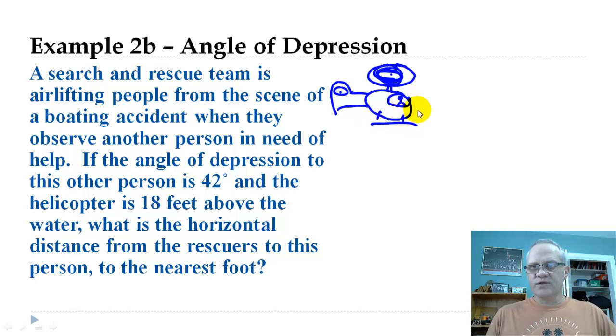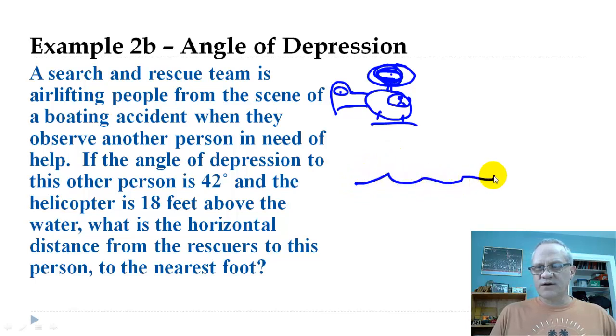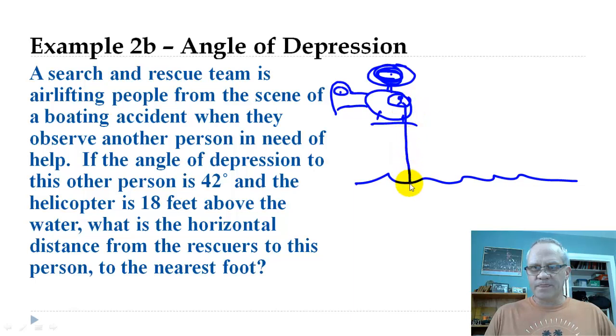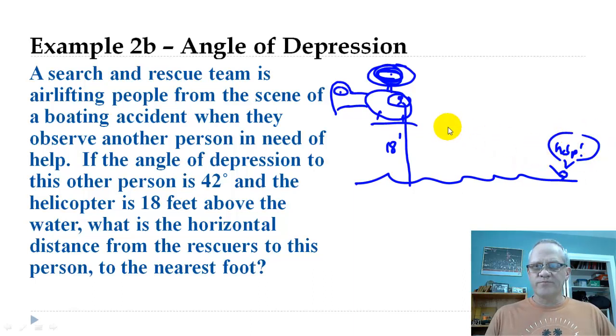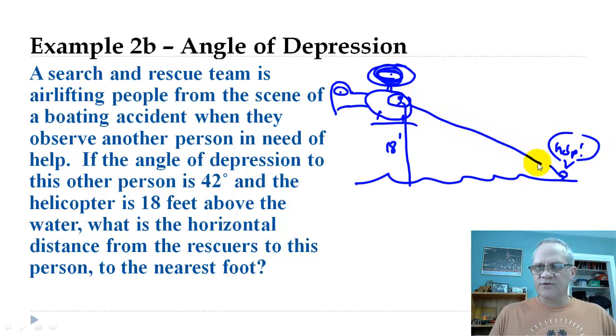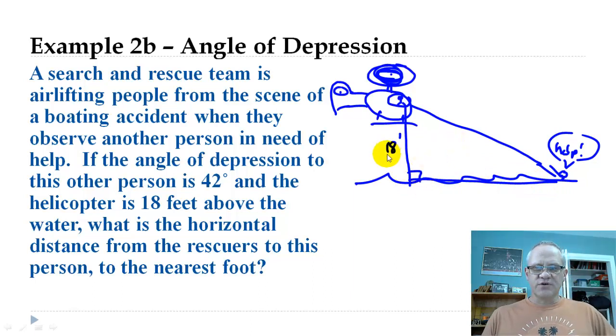And so there's the helicopter, and here's the water down here. There's the people down here that they're saving. So this helicopter, it says, is 18 feet above the water. So 18 feet. There's another person out here in the water. And they're like, hey, help, help. They're over here. And the helicopter pilot can look down at this person and see them there. And so here's our horizontal distance. Here's our 90 degrees. So 18 feet up.